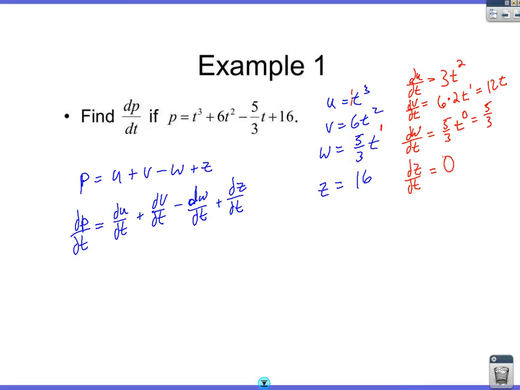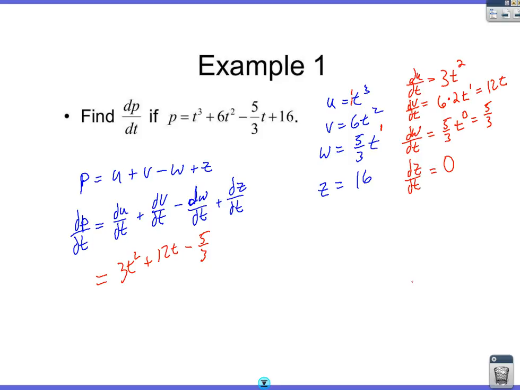And I come over here and find out dP/dt is equal to 3t squared, okay, plus a 12t minus a 5/3 plus a 0. I don't need to write the plus 0. Now, did I have to go through all of this work to do this? I'm hoping you're saying no.